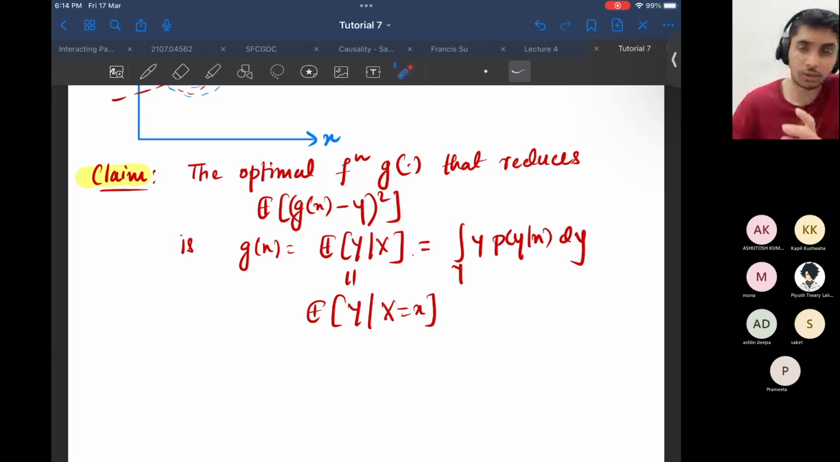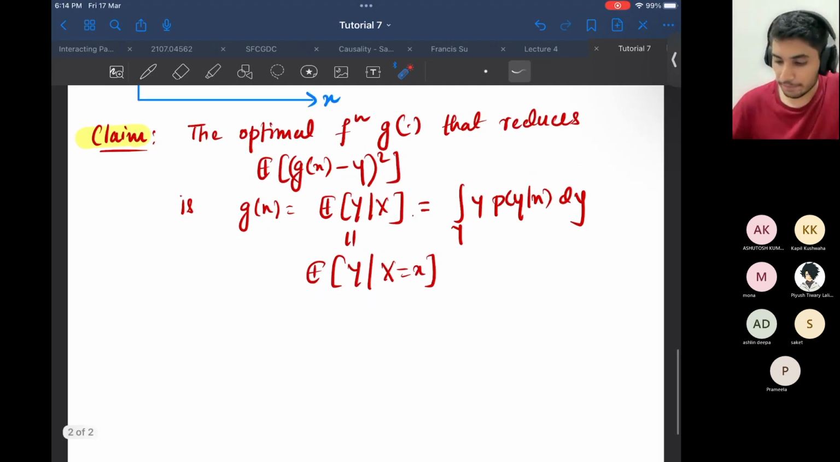I am not proving it right now. If time permits, in the end maybe I will prove it. If not, maybe we can take this in the next tutorial. But this is a claim. So for the time being, just take my word and believe it.